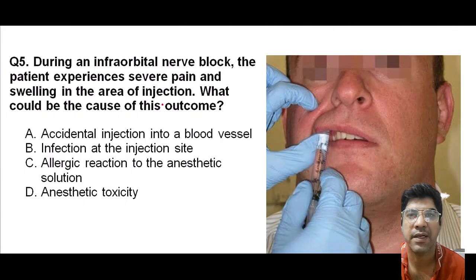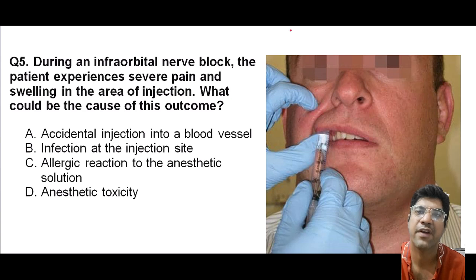During an infraorbital nerve block, the patient experiences severe pain and swelling in the area of injection. That could be due to accidental injection into blood vessels. While giving an infraorbital nerve block, the needle may accidentally puncture a blood vessel, and the anesthetic solution is injected into the bloodstream.